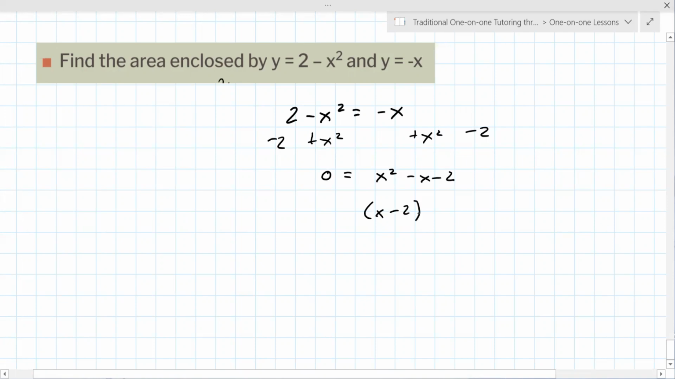And when you factor that, you get x equals 2, x equals minus 1. So those are the bounds of your integral. But it's top minus bottom. And that's where it's tough.